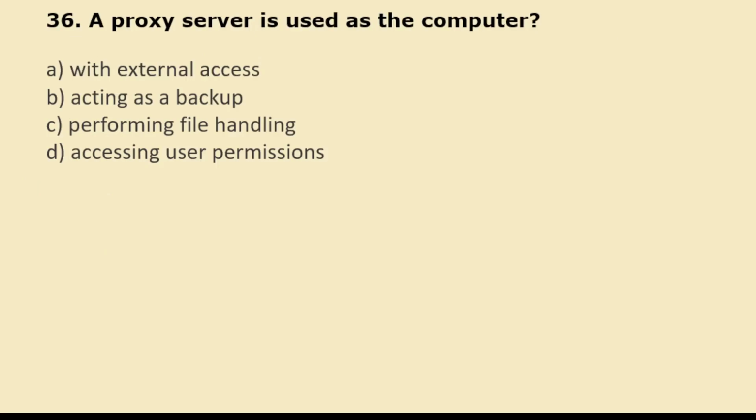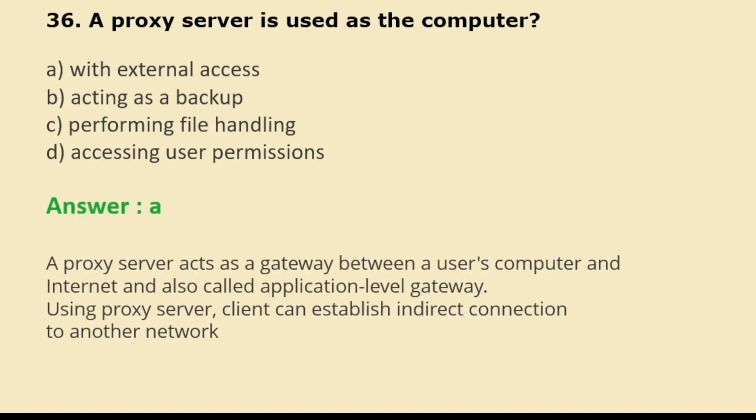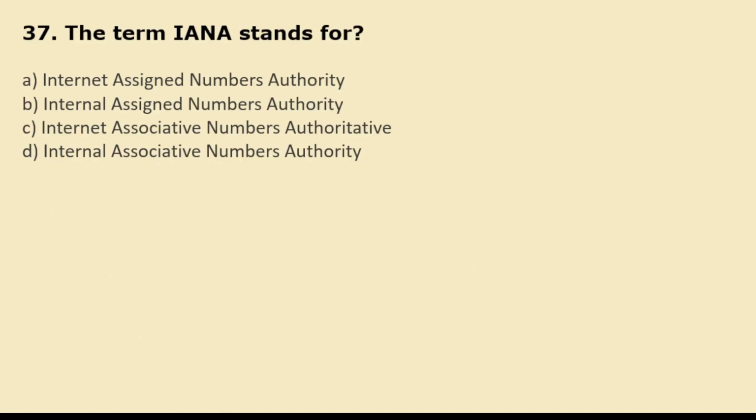Question. Proxy server is used as the computer with A. With external access. B. Acting as a backup. C. Performing file handling. D. Accessing user permissions. The correct answer is A. A proxy server acts as a gateway between user's computer and internet, and also called as application level gateway. Using proxy server, client can establish indirect connection to another network. Question 37.